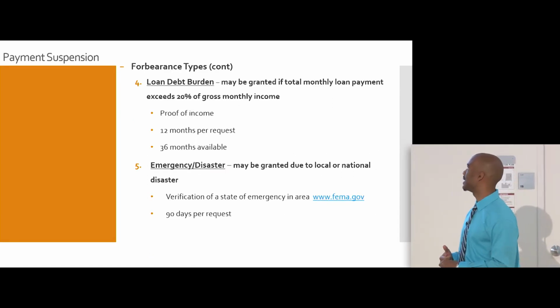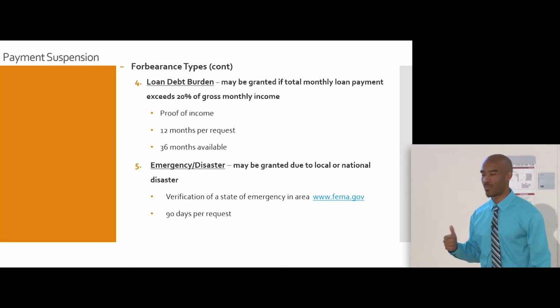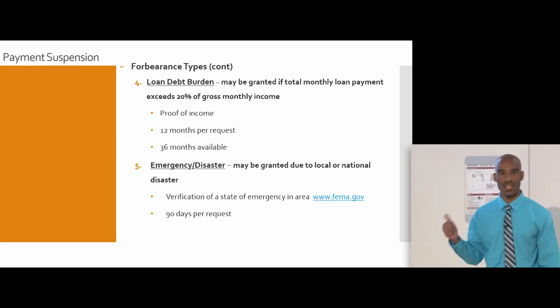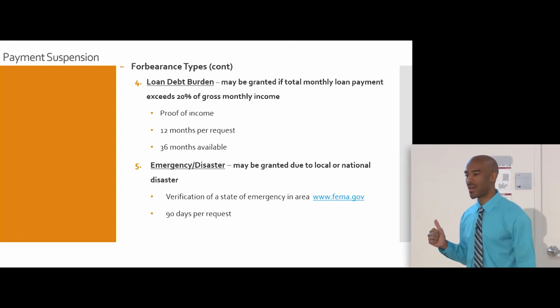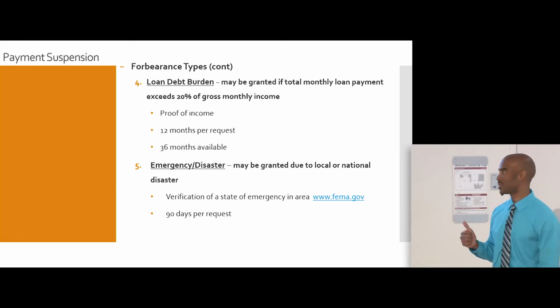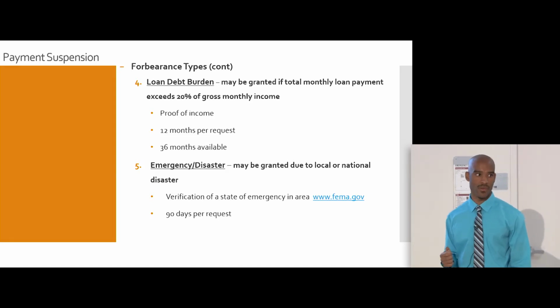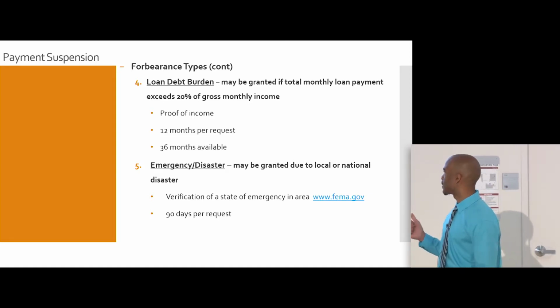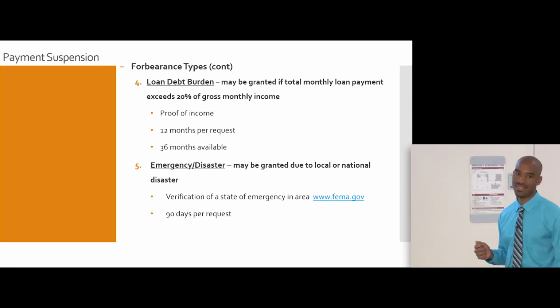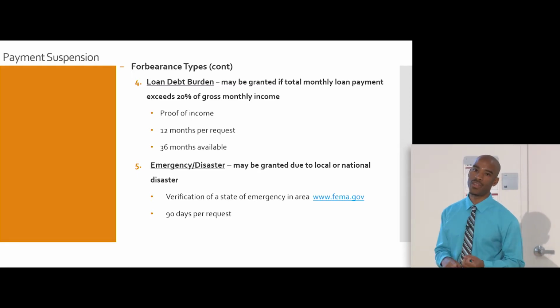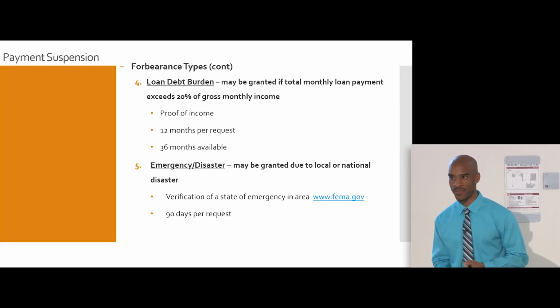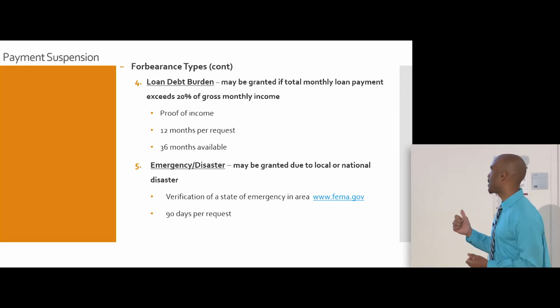All right, next is the loan debt burden forbearance, where basically if your student loan monthly payment is greater than 20%, you do have an option to place that loan debt burden forbearance on your account. And the last one is the emergency disaster, where basically if there is an emergency or natural disaster in your area, you can have a forbearance placed.